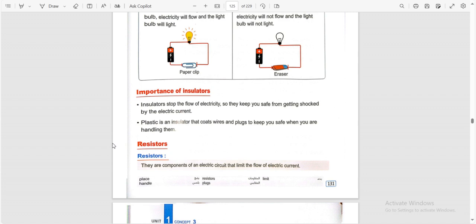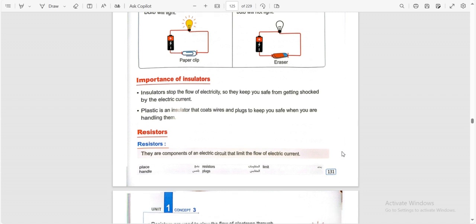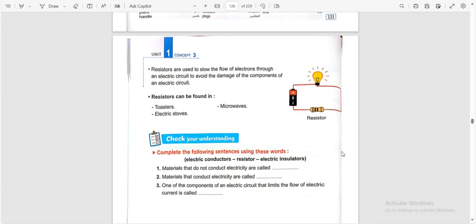Resistors are components of an electric circuit that limit the flow of electric current. So that's the difference between a resistor and an insulator. An insulator stops the flow of electric current, but the resistor limits it. It decreases the flow, doesn't stop it.